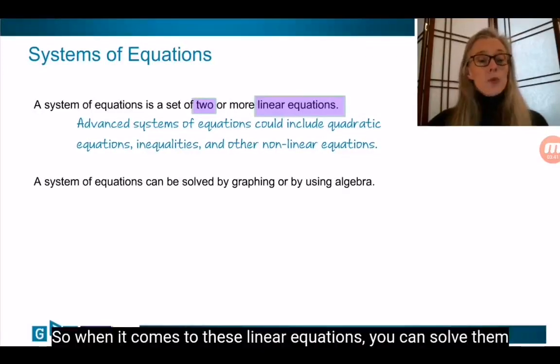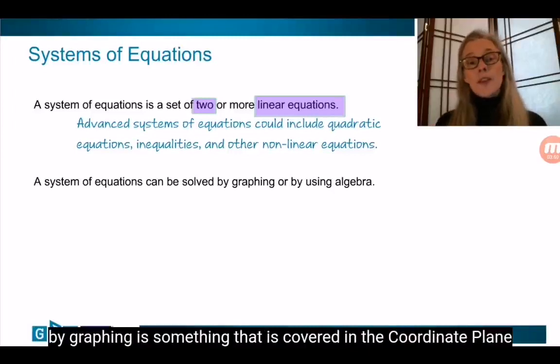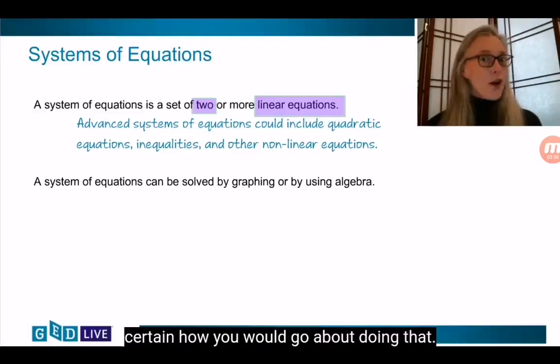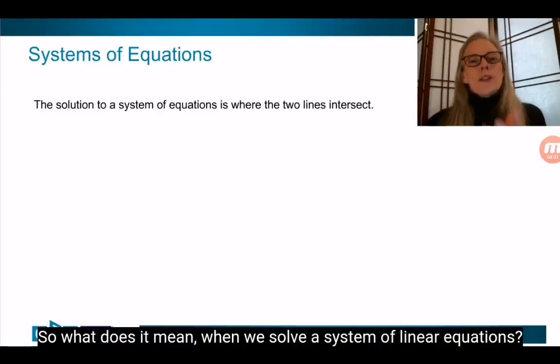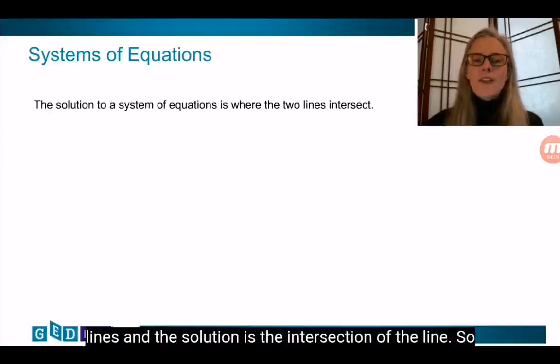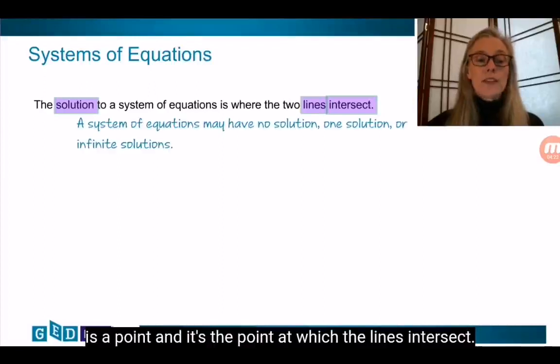So when it comes to these linear equations, you can solve them by graphing, as I mentioned earlier, or by algebra. And again, solving by graphing is something that is covered in the coordinate plane session. So definitely check that out if you're not certain how you would go about doing that. So what does it mean when we solve a system of linear equations? Well, if you have linear equations, again, they do describe lines, and the solution is the intersection of the lines. So the solution is a point on the xy plane. The solution is a point, and it's the point at which the lines intersect.